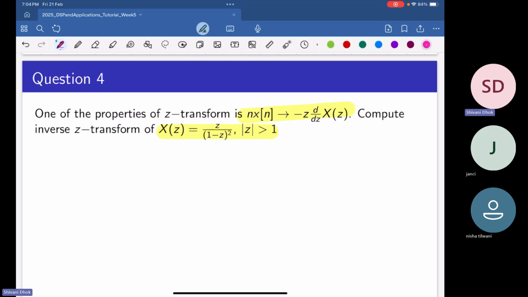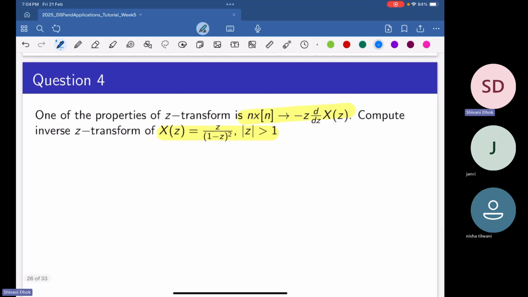So what we can do here is we will try to get this x of z from, let's say, the Z transform of the unit step function. For that, we should know what the Z transform of the unit step function is, and only then can we think in that direction. Since we are seeing this kind of question for the first time, I am telling you that this is somehow related to the Z transform of the unit step function. So let us first figure out what the Z transform of the unit step function is. We have u of n, and let's say its Z transform is u of z.